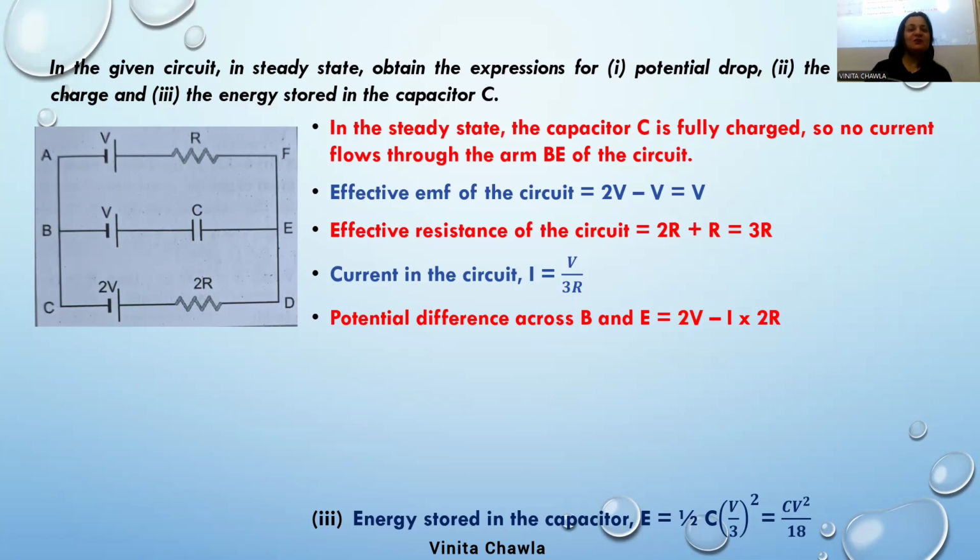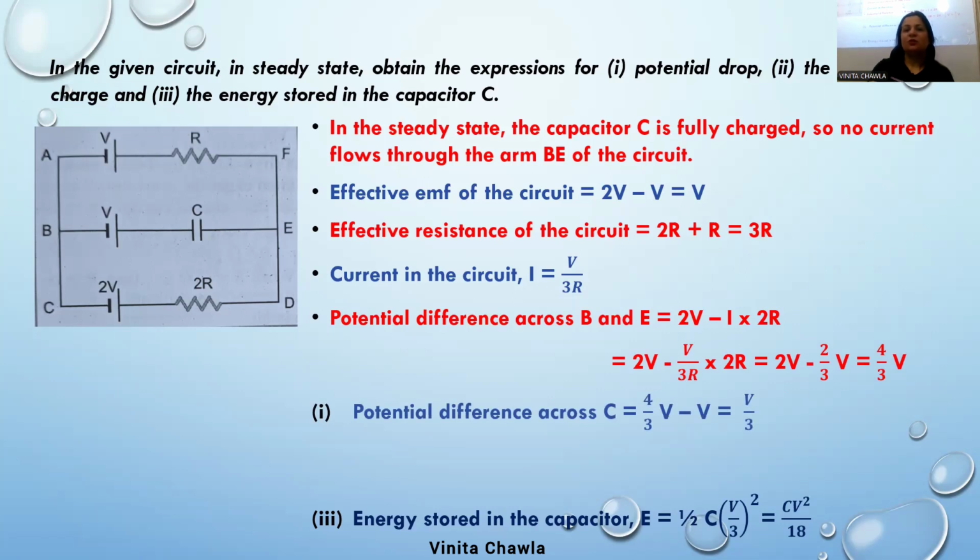How will you find the potential difference across B and E? It is equal to 2V minus I, the current, multiplied by 2R, the effective resistance. Okay. Put the values, you'll get the potential difference across B and E as 4/3 V. I is V upon 3R. Now you simply have to put the value of I here. After solving this, you'll get 4/3 V.